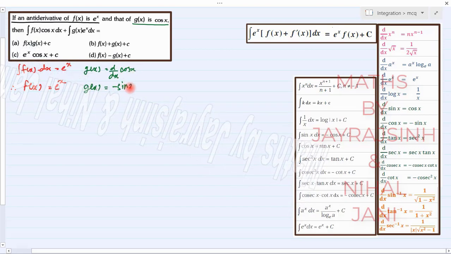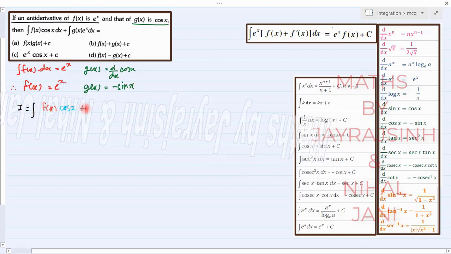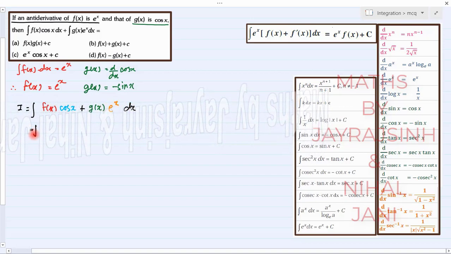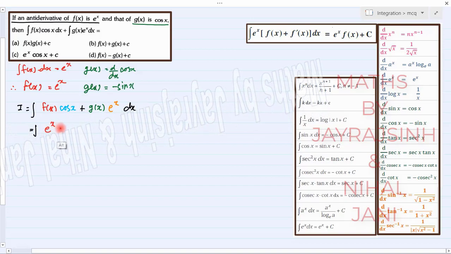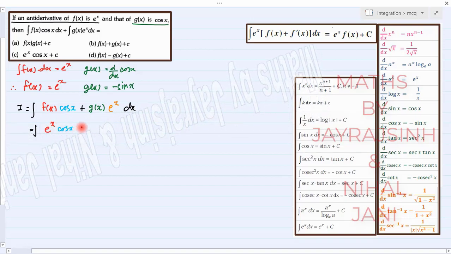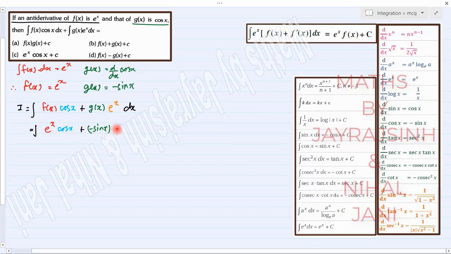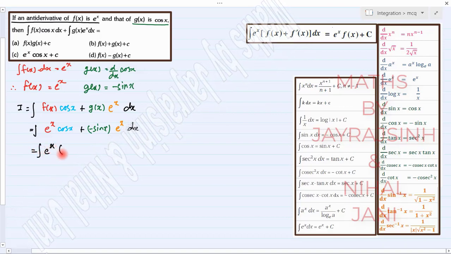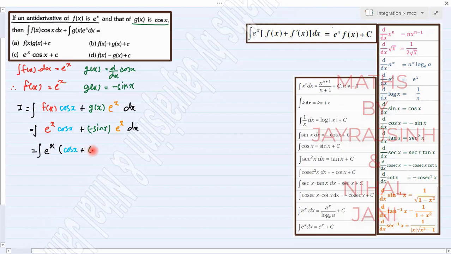Then we have to find out integration of f of x cos x plus g of x e raised to x. Now just substitute the value of f of x and g of x. We will get e raised to x cos x plus minus sin x e raised to x. We can take e raised to x common. So we will get cos x plus minus sin x.